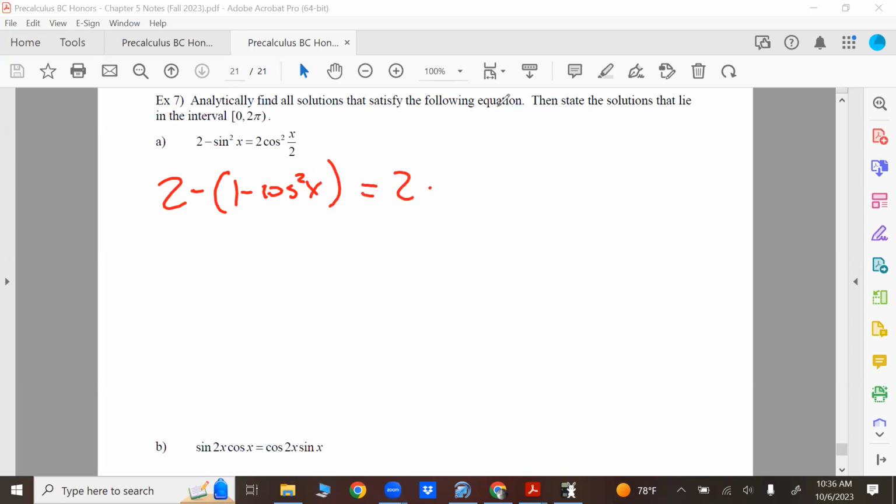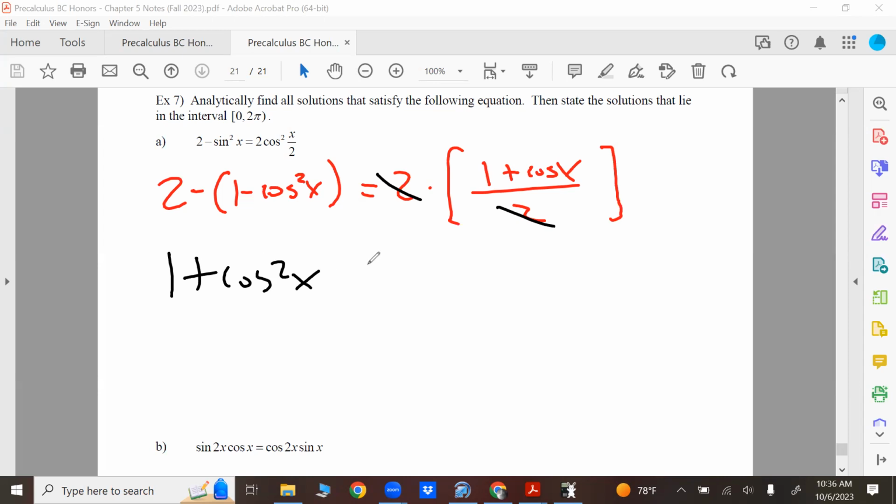And so 2 times, we're going to power reduce, right? 1 plus cos x over 2. I think I did that right. Yes, I did, because cosine squared x over 2 is 1 plus cos x over 2. Now, this is nice, right? Very nice, because the 2's cancel. If you combine like terms, you get 1 plus cosine squared x equals 1 plus cos x. Those cancel.